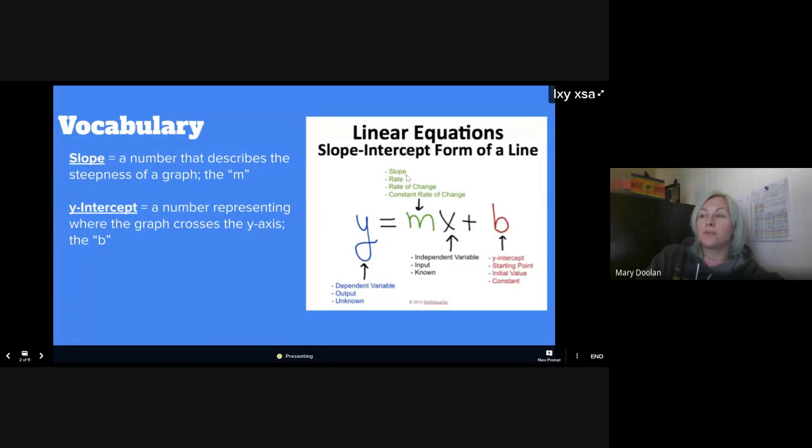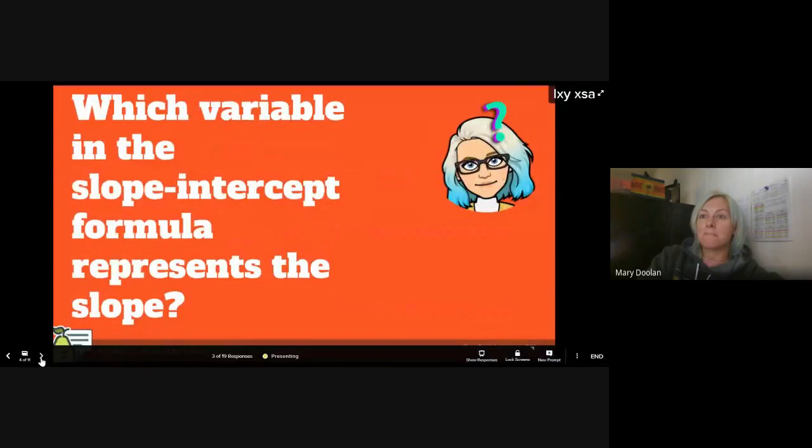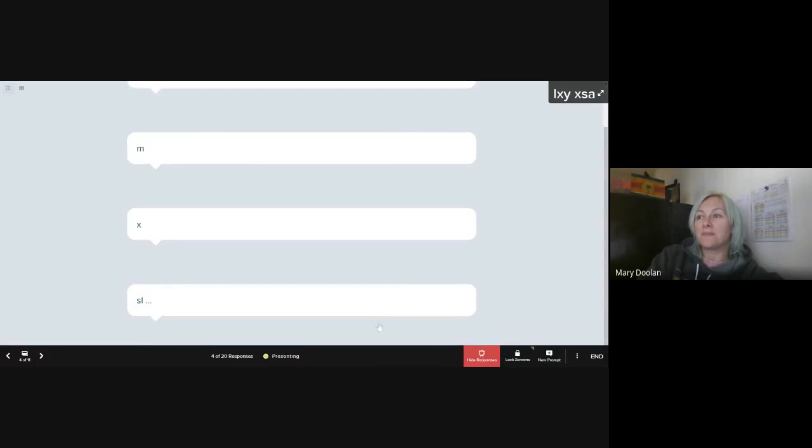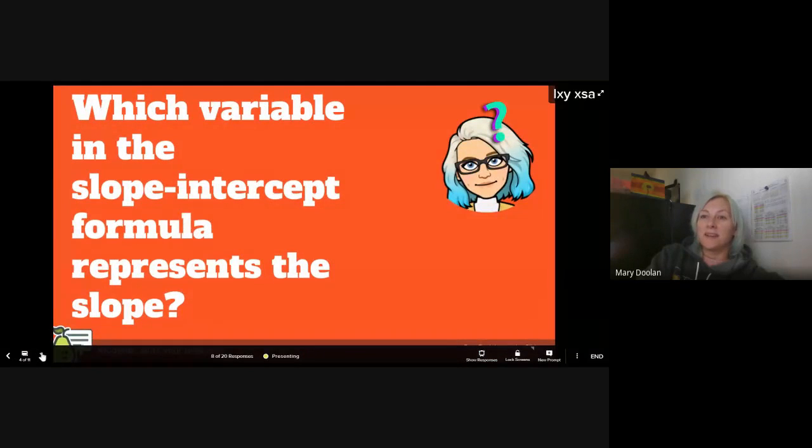Slope, right here, is M. The slope is M. Lowercase m. The slope is M. Okay.